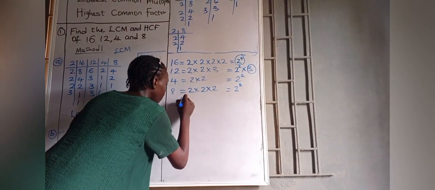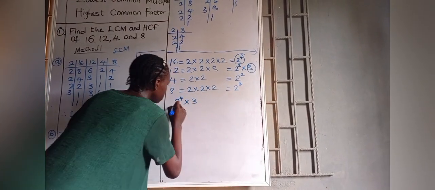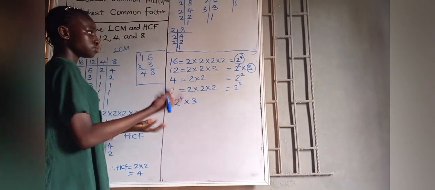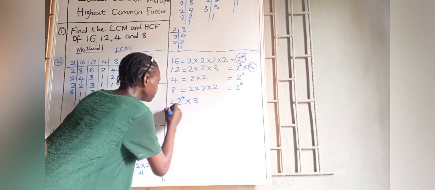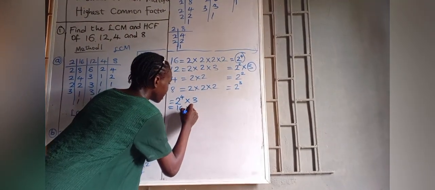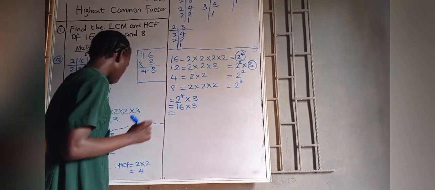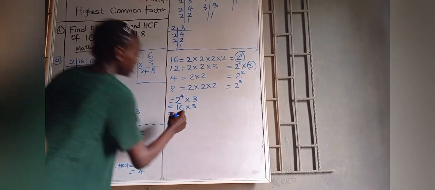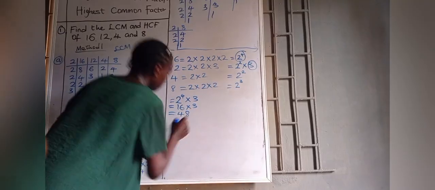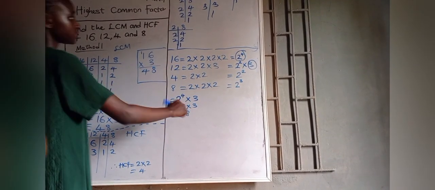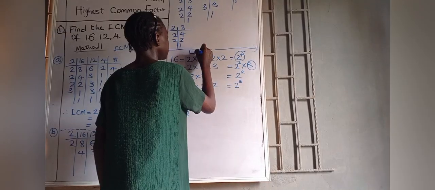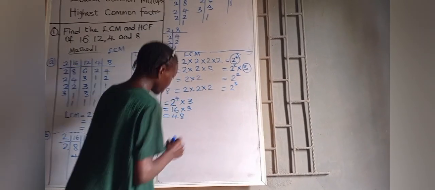So 2 raised to power 4 times 3. So 2 raised to power 4: 2 times 2, 4. 4 times 2, 8. 8 times 2, 16. 16 times 3 is equal to 48. You can see the answers are the same. So this is method 2 for working LCM. So we move to HCF.